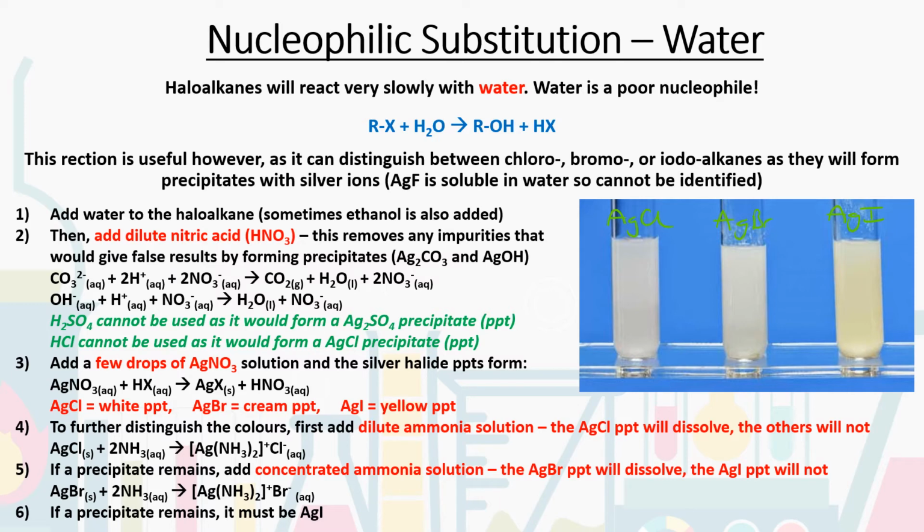Now you can also do this test using hydroxide anions. Essentially the same steps follow. It's just that you're using hydroxide anions rather than water, so you end up forming X- rather than HX. And the reaction tends to go a bit quicker as well. But the key thing here of adding the silver nitrate to form the AgX precipitate is the same, as well as using the ammonia solutions to look at the solubilities.